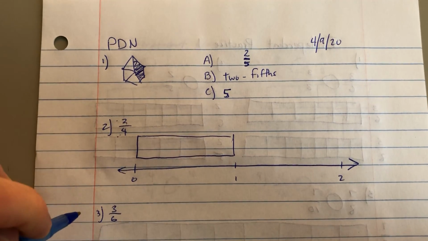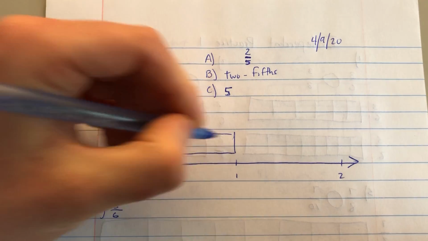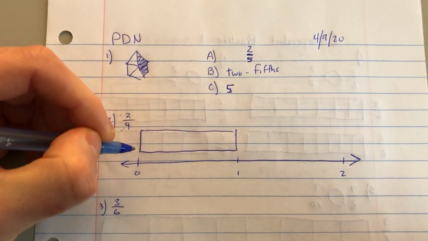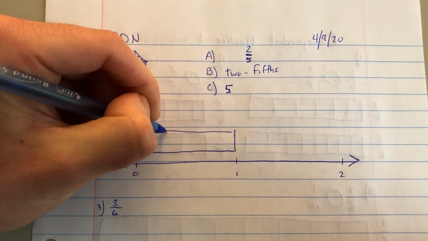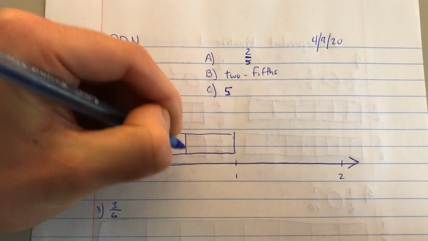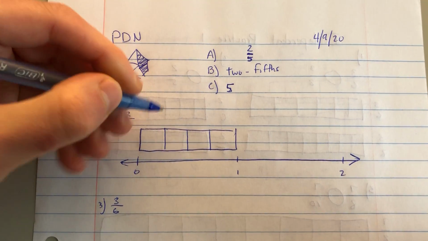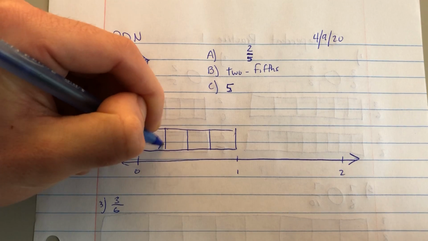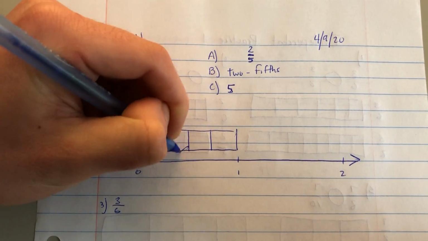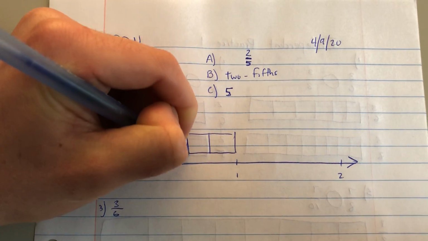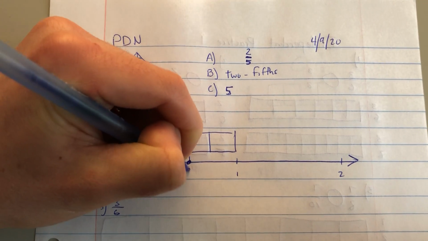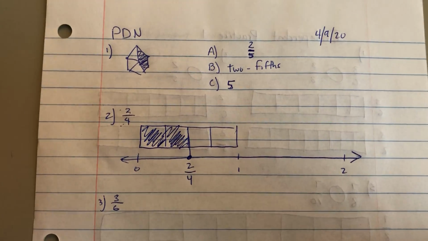Since 4 is my denominator, I need to make 4 equal parts between 0 and 1, which means I need to draw 3 lines. 1, 2, 3. I've now made 4 equal parts. I'm going to shade in 2 of them for my numerator, 2/4. Draw the line down, dot, and plot 2/4.